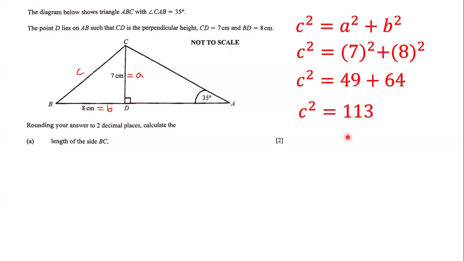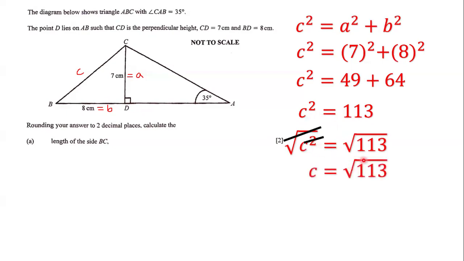And so what we have to do here is take the square root of both sides. So this cancels with this. And so we have that c is equal to the square root of 113. And the square root of 113 is 10.63014581. Next, notice that the question states, round your answer.